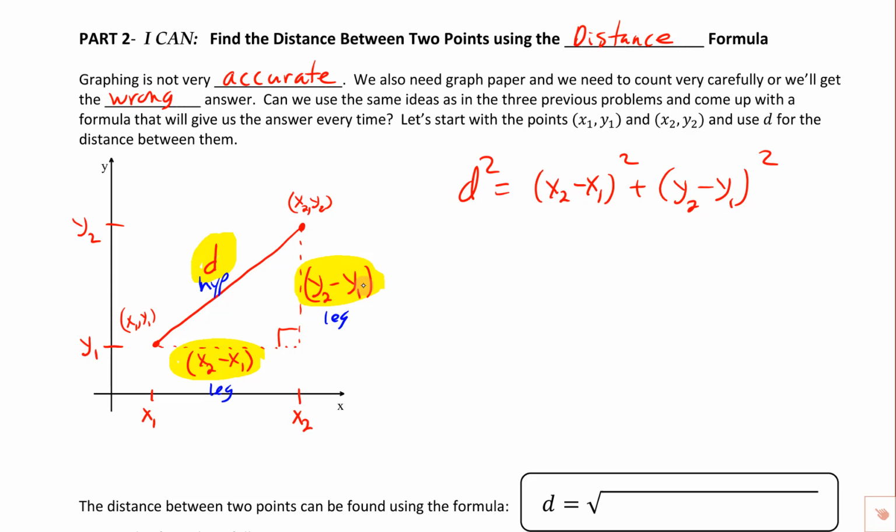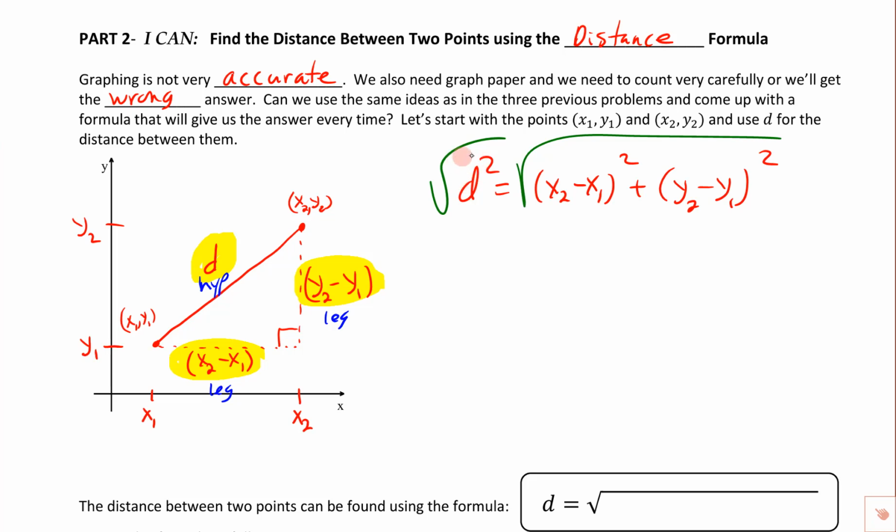Except we don't want to know what the distance squared is. We want to know what d is. We want to know what the distance is. We want to get this by itself. If you notice down here, we've got a big hint, this big radical. If we don't want the distance squared, if we just want the plain old distance, then here's what we're going to do. We're going to take the square root of this side, and we're going to take the square root of this side. Now remember what happens here.